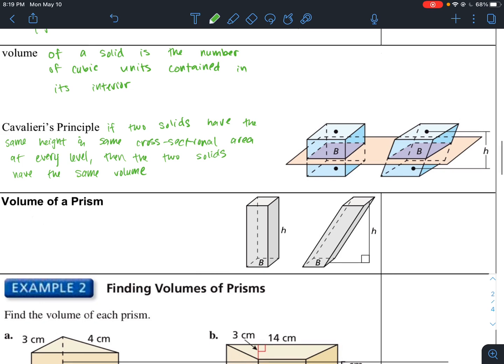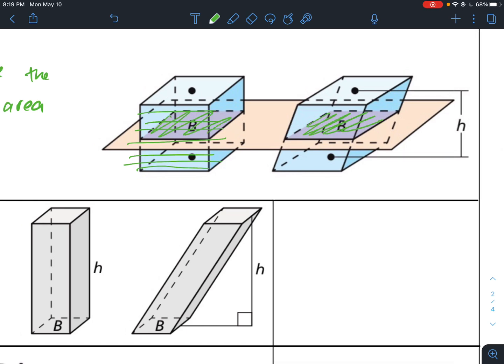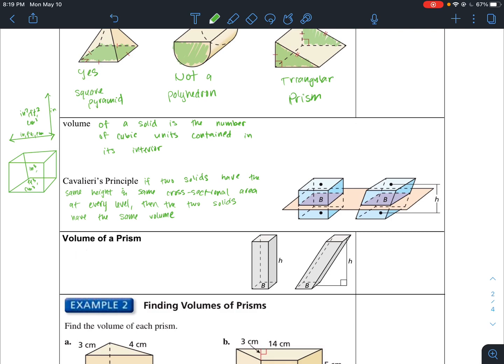Okay, so here are these solids right here. If you were to take a cross section of the solid, here's a cross section right here. Now these two solids aren't quite exactly the same. You see that this one's slanted more, this one's upright. But the volumes will be the same if at every single level the cross-section area is the same, like where this purple area is. If it's the same at every level, then they have the same volume. So that's what this principle says, which makes sense.